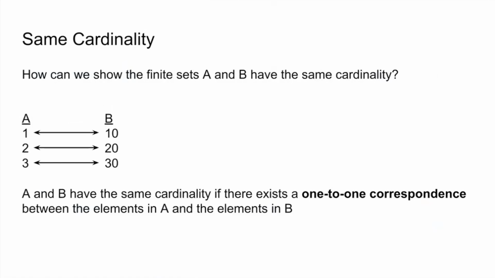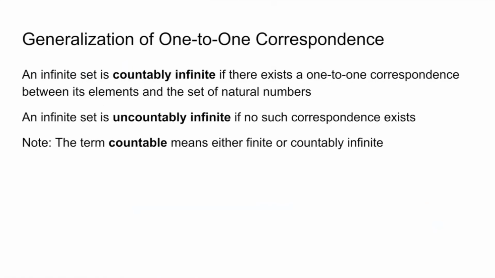And this has been generalized to infinite sets as well. An infinite set is countably infinite if there exists a one-to-one correspondence between its elements and the set of natural numbers, and an infinite set is uncountably infinite if no such correspondence exists. And note that the term countable is not the same as countably infinite. It means either finite or countably infinite. So people often mix these two terms up.